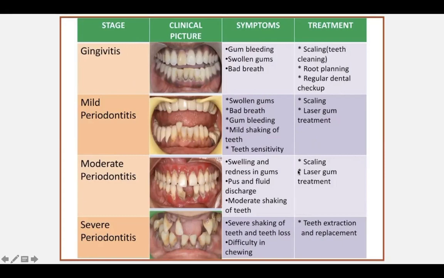Moderate also gets laser gum treatment. With the help of laser, we remove the otherwise difficult to remove tartar and plaque. The plaque has built up, the tartar has built up, it's difficult to remove, so we use laser gum treatment, laser at the gums. For severe periodontitis, if the teeth are almost non-vital, non-viable, and cannot be saved, we will go towards teeth extraction or pulling and replacement.